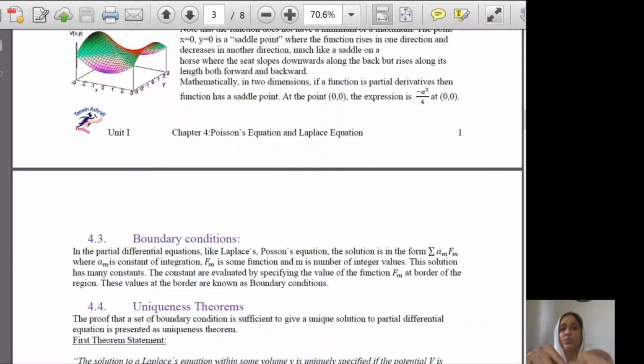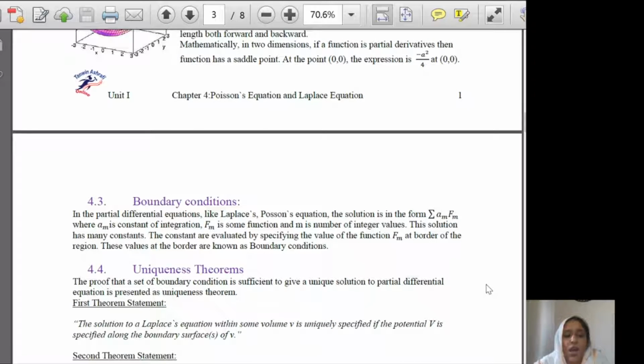So we have to define a boundary within which we operate the function. These values at the border are known as boundary conditions. We have to put the constraint: how much of the body we want to operate on, by some function or some field, and see the effect of that field. That is what we call a boundary condition.